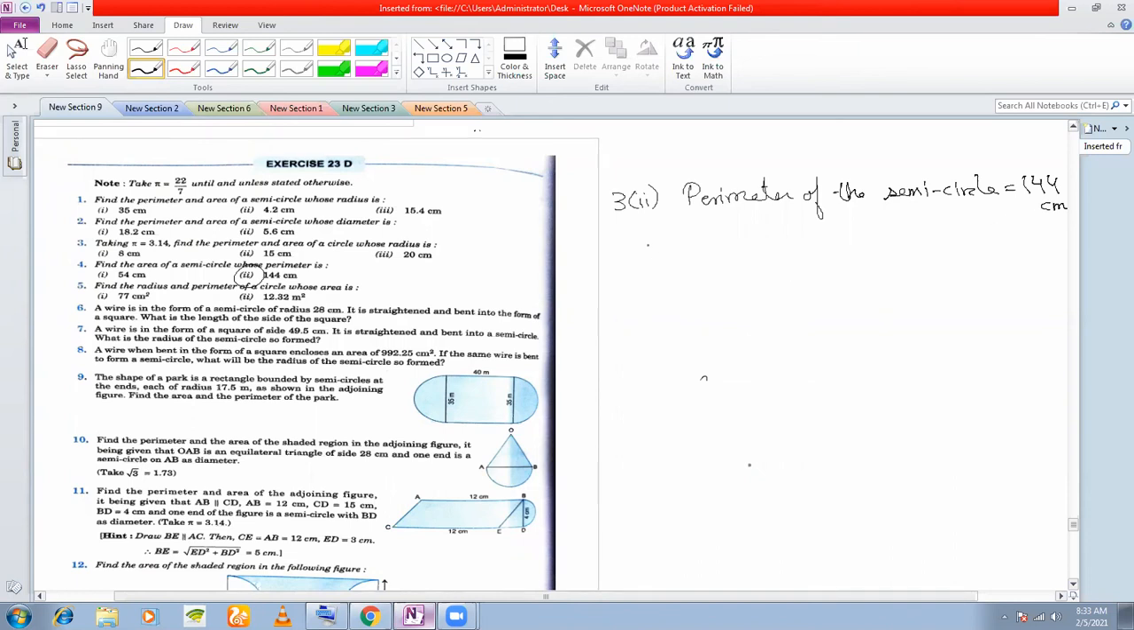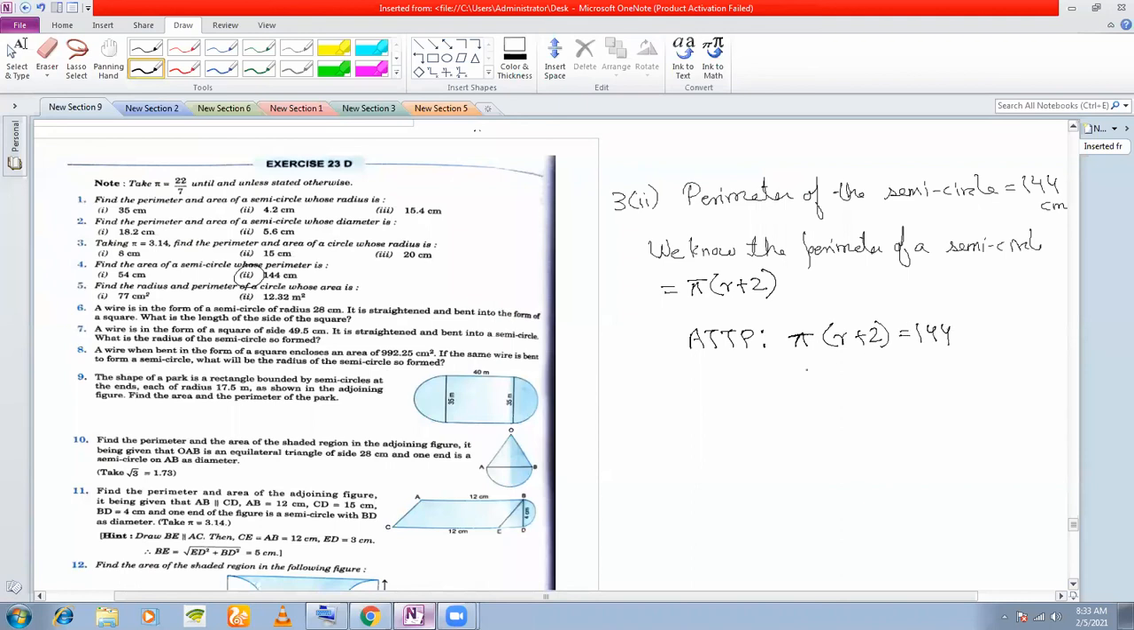Okay. So we know that the perimeter of a semicircle, the formula, what is the perimeter of a semicircle? It is pi r plus 2r. I just discussed, right? So therefore, according to the problem, pi r plus 2r is equal to 144. We shall solve for r from this.